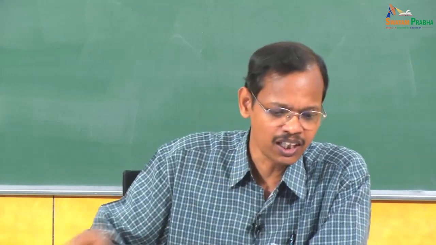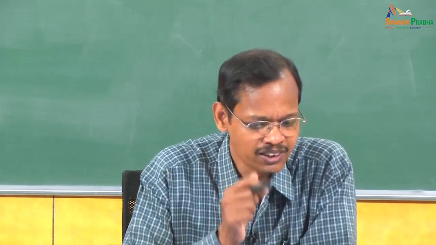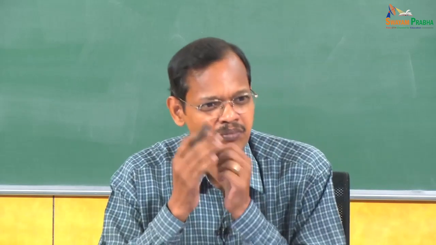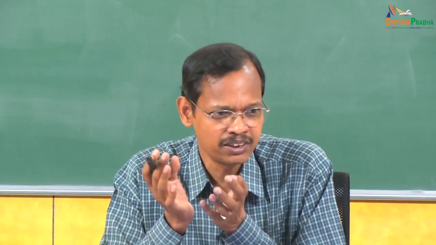All alpha, all beta, alpha plus beta, and alpha by beta. So, if you see, the all alpha class is dominated with helices, right? Helices are well dominated with medium range interactions, right?